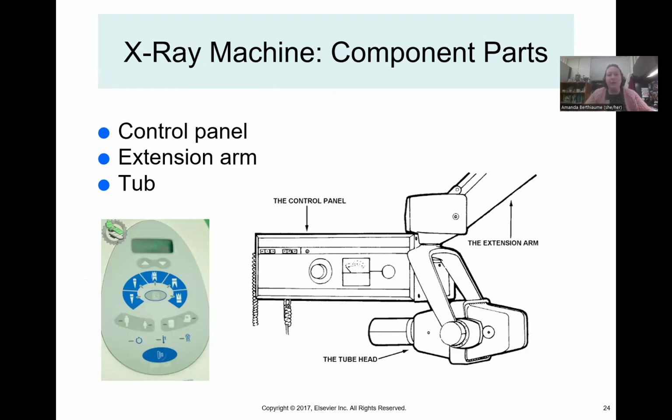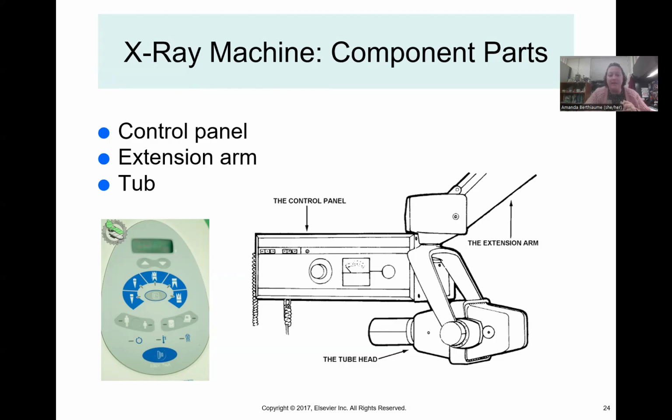So some really important parts of the X-ray components to know. And when you come into lab, you will get to see them, touch them, use them. But we have the control panel that is on the wall. And it has different settings to it. So depending on, and we'll talk about density, or how thick a person's bone is, how much radiation you need to penetrate that person to get an image that is readable.